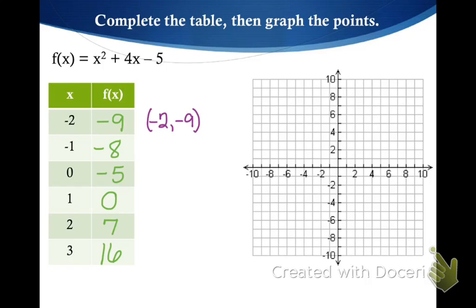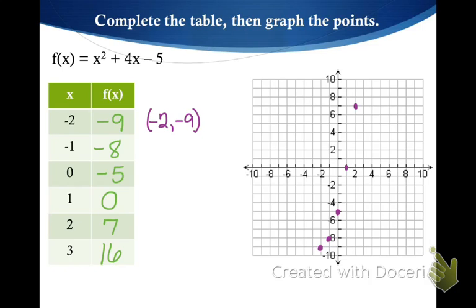So -2 on the x would be to the left, and then -9 would mean to go down, so I'd get that point. -1, -8 would be like this. 0, -5 would be here. 1, 0 would be here. 2, 7 here, and then 3, 16 I can't really fit on my graph.